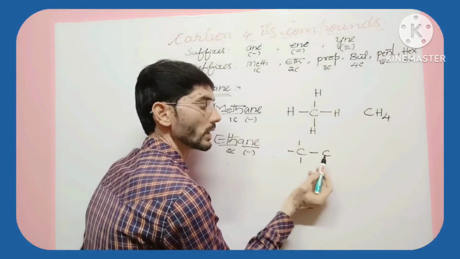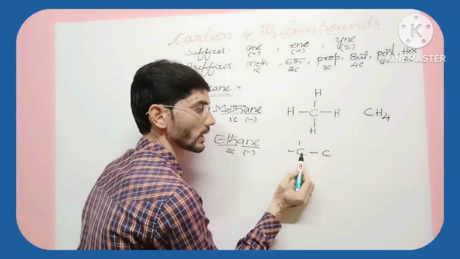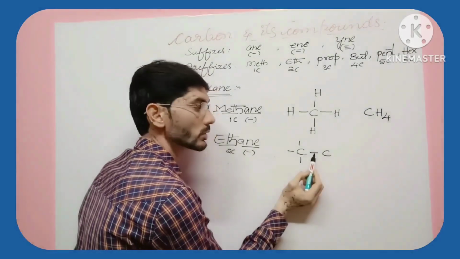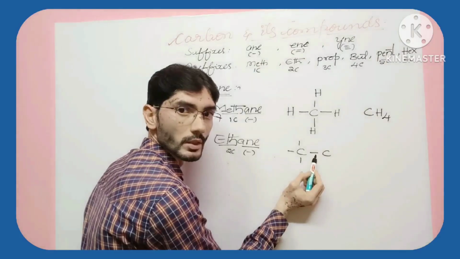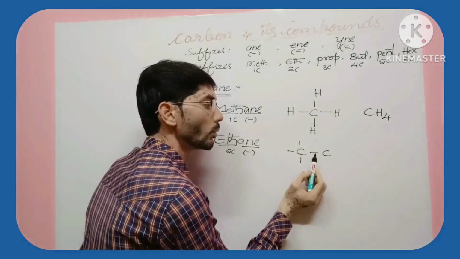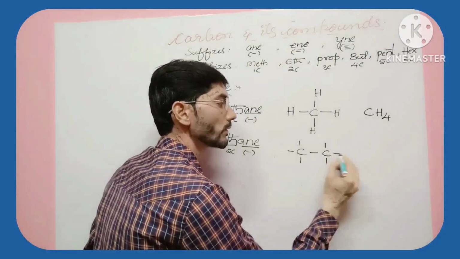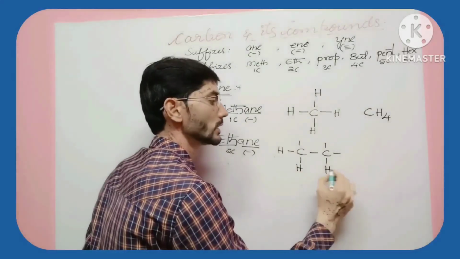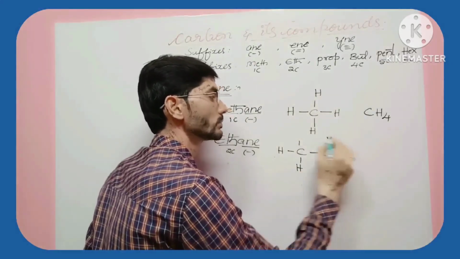Now for this carbon atom, you have counted this bond. And even for this carbon atom also this bond will be counted. Got it? So you have to count 1, 2, 3, 4. Now you write H, H, H. In the remaining places you write hydrogen atoms.